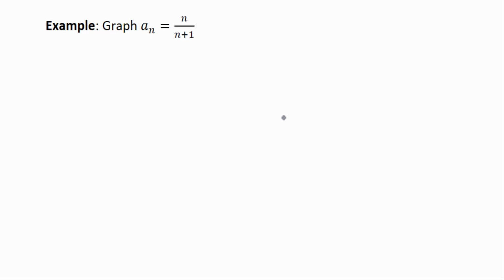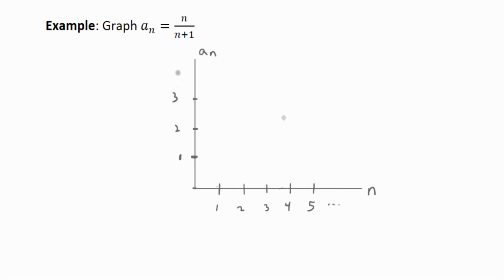So in this example, let's graph a_n equals n over n plus 1. Okay, what do I get? I mean, you could go back to beginning algebra. Your input is n, your output's a_n. What do I get when I input 1? I should have gone even higher with this scaling.